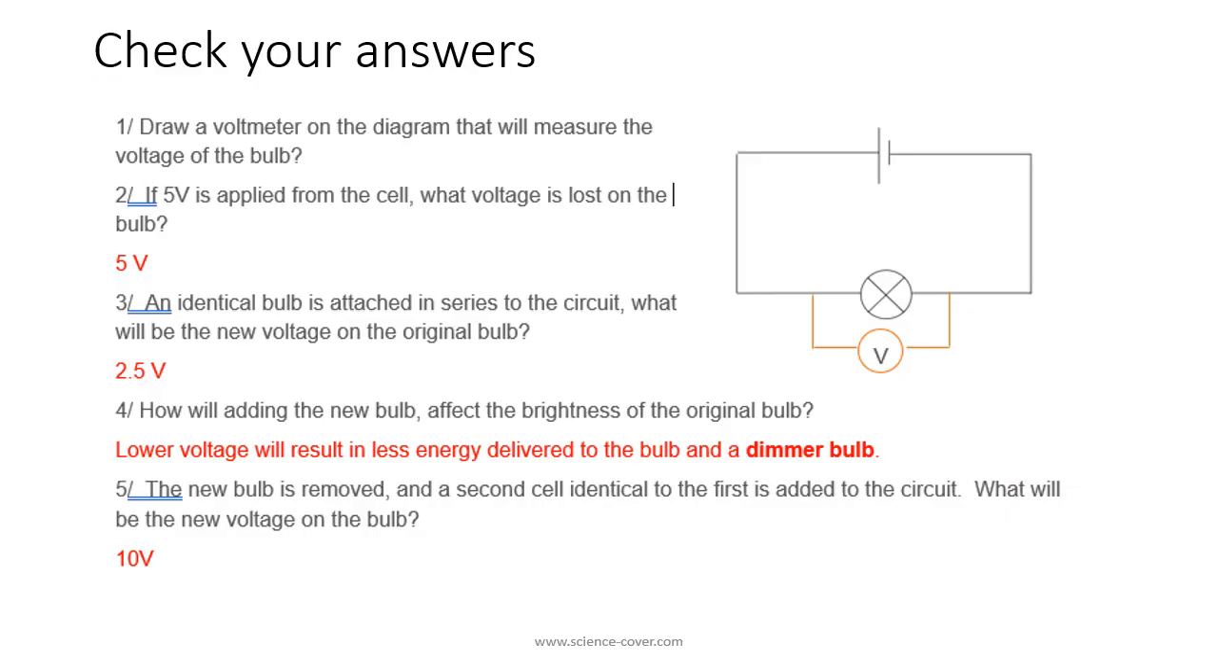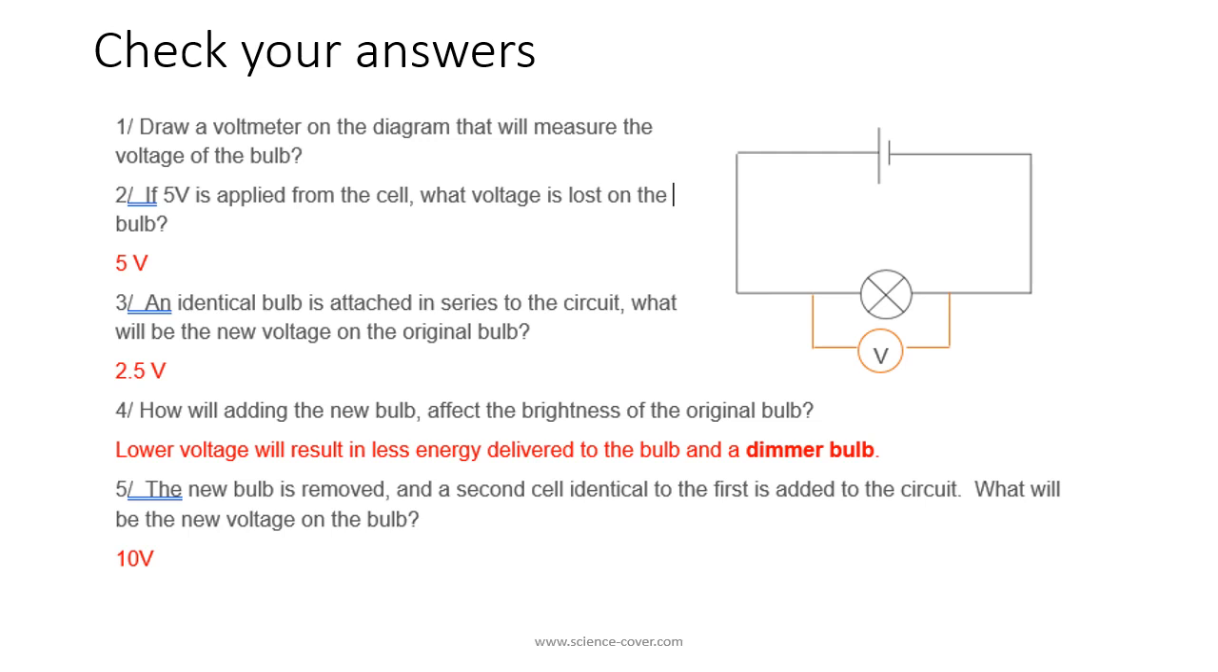Let's check our answers. Number 1, we had to show how we'd connect a voltmeter to the bulb. So voltmeters are always connected in parallel. So we have to connect the voltmeter to each side of the bulb. If 5 volts is supplied from the cell, what's lost on the bulb? Well, we lose what we put in. So if we're putting in 5 volts, we've got to lose the 5 volts.